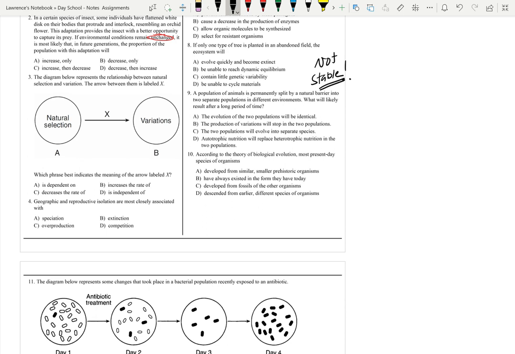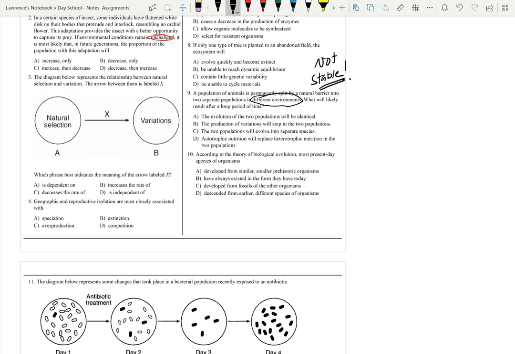9. A population of animals is permanently split by a natural barrier into two populations, just like we saw above with the buffalo. What will likely happen after a long period of time? A. The evolution of two populations will be identical. They have two different environments. That's key right there. So they won't be identical.